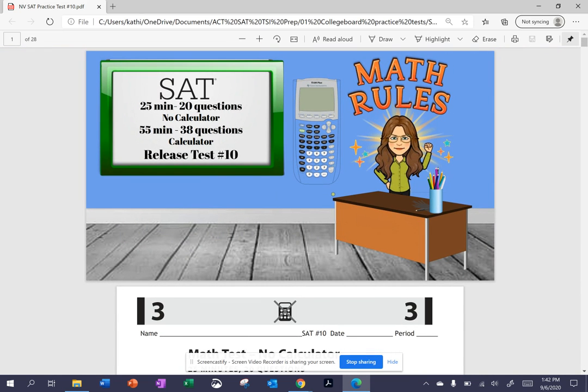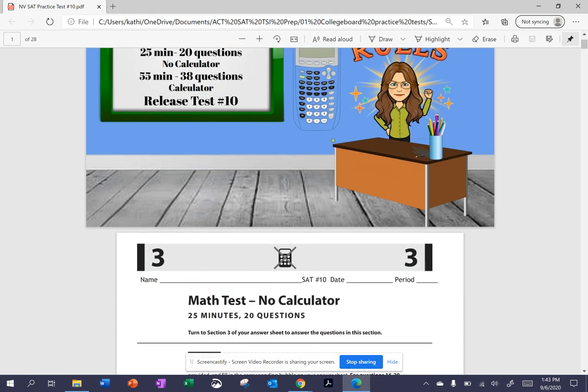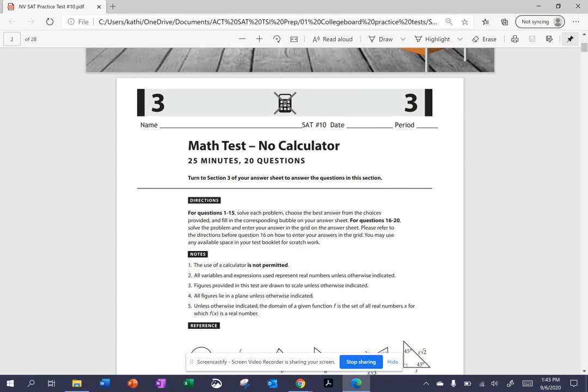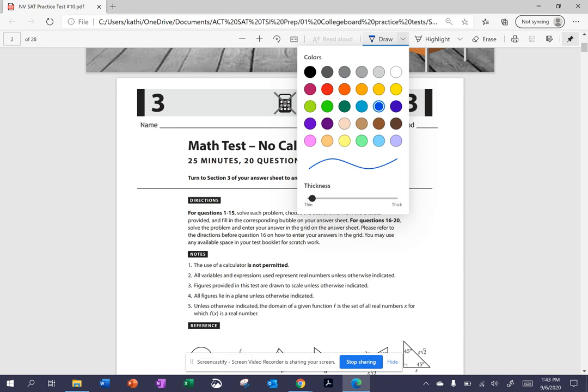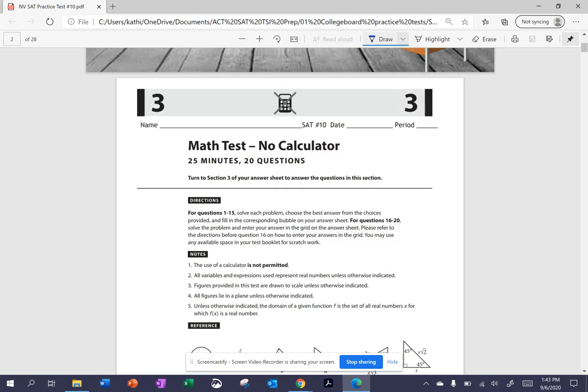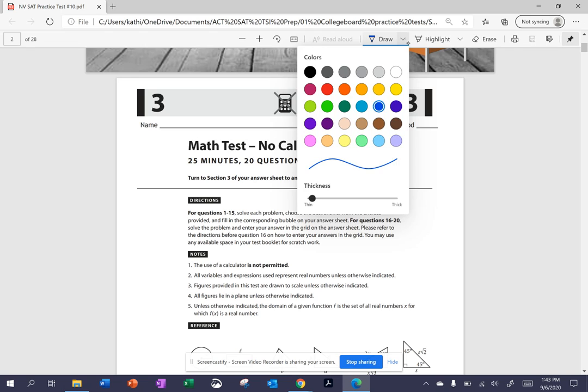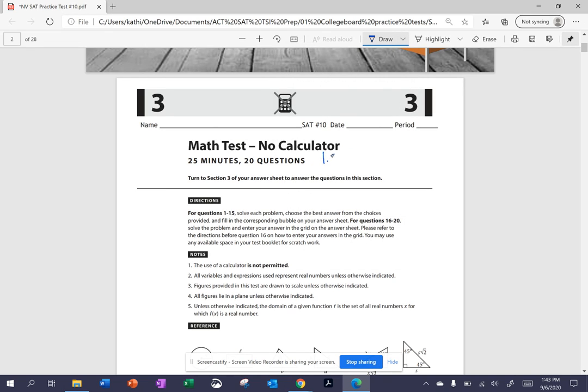Okay, today we are going to work out the SAT release test number 10. Are you ready? We're going to start out. The first part is a non-calculator section. The test is 25 minutes. There are 20 questions, so that means you get a minute and a quarter per question. So this is 1.25 minutes per question.